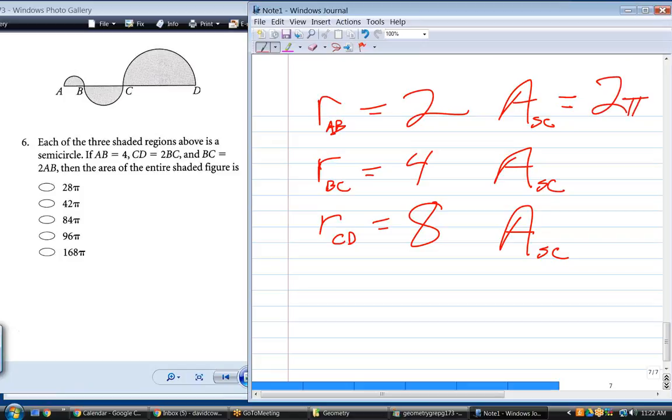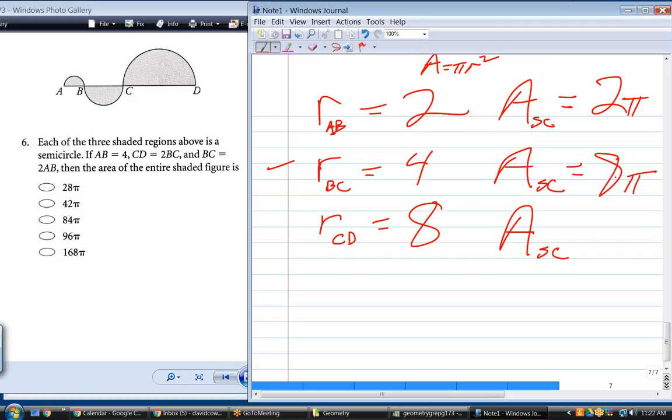What's the area of the middle semicircle? The whole circle would be 16 pi, so half of that would be 8 pi. Area is pi r squared, not 2 pi r. Okay, what's the area of this semicircle? 16 pi divided by 2, which would be 8 pi.